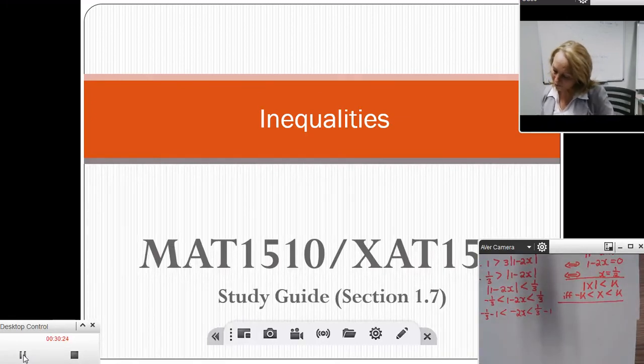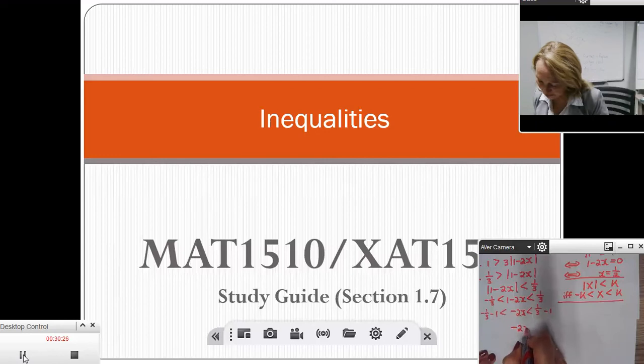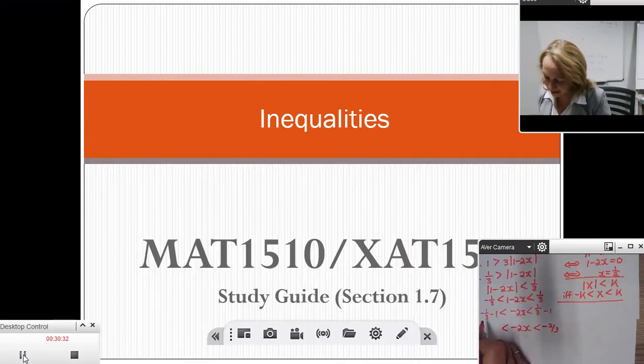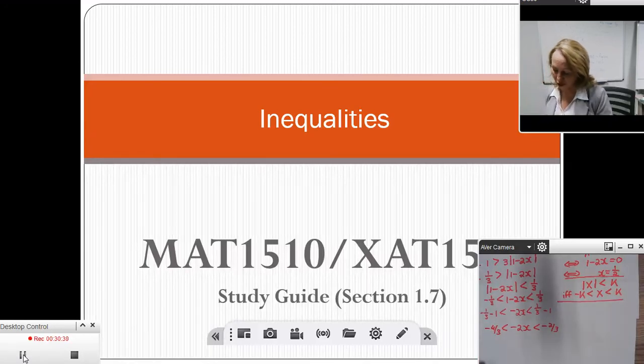So let's see what that gives us. That gives us negative 2x in the middle, a third subtract 3 thirds, and on this side, negative a third subtract 3 thirds, that gives me negative 4 thirds. Now you will notice that on both sides of the negative 2x we have negative signs.